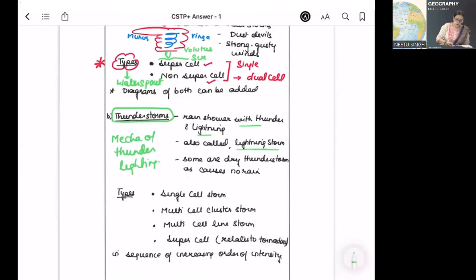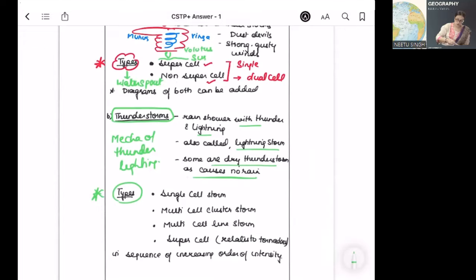It is also called lightning storm. Some are dry thunderstorms that cause no rain because virga dominates that type. This is what I'm saying is important. This is what is going to make or break your answer. How many of us actually think about types of thunderstorm? What comes to our mind essentially is the stages of development of thunderstorm. Every standard textbook gives that. So once I add types, this is called dimension building. And when you are creating that dimension, automatically you are creating a better answer.